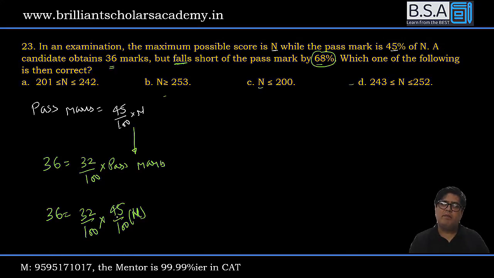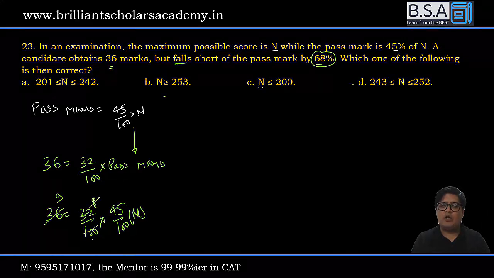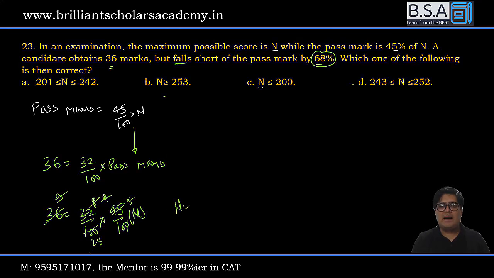स्टार्ट कैलकुलेटिंग. Cancelled by 4, 9 times, cancelled by 4, 8 times. Cancelled by 4, 25 times, 2 times. Cancelled by 9, 5 times. 2 into 5, 10. एक 0 कम हो गया. So total marks are, नीचे क्या बच गया, 25 और 10. Total marks are 250. What answer will you mark?